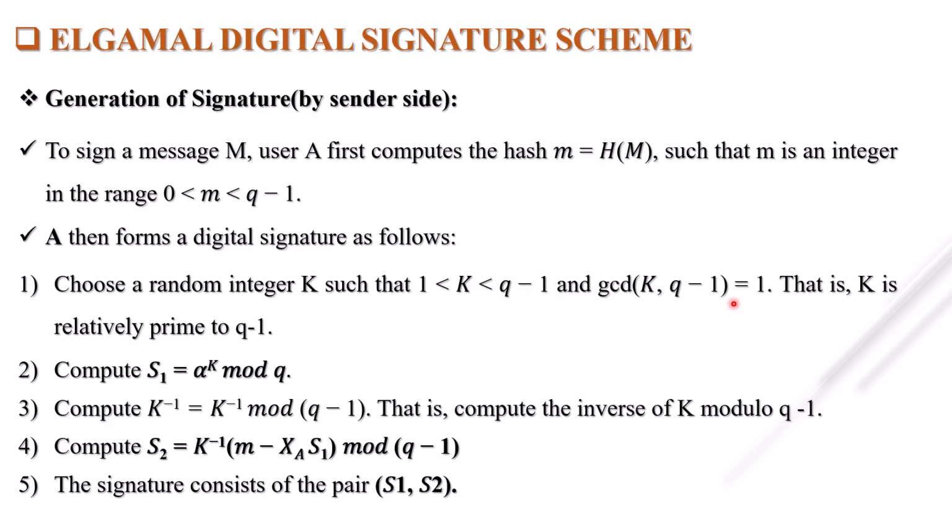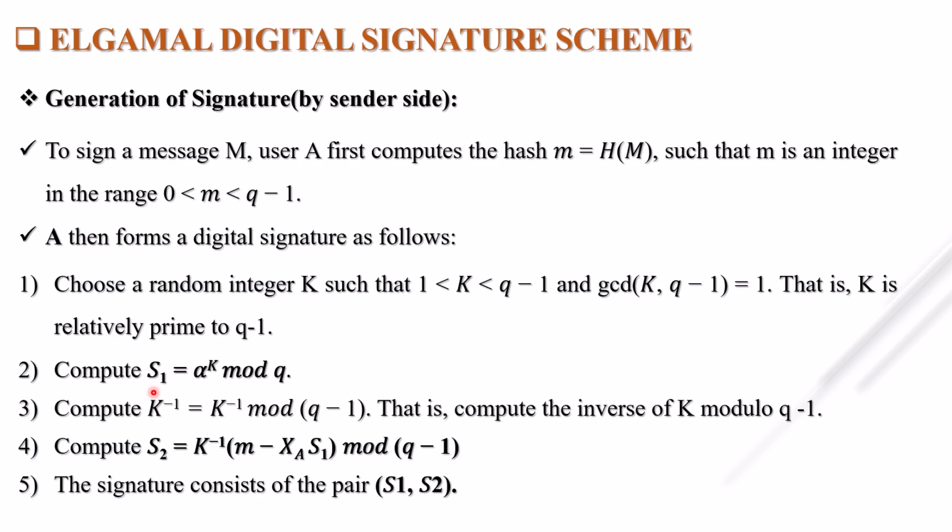Suppose I take k equal to 5 and q minus 1 is 18. Then k equal to 5 is correct, because the GCD of 5 and 18 is 1. So k is relatively prime to q minus 1. Now relatively prime is somewhat easy compared to primitive root. So before starting the example, we will understand what a primitive root is, and then we will proceed with the numericals. Now the second step is to compute S1, that is signature 1.